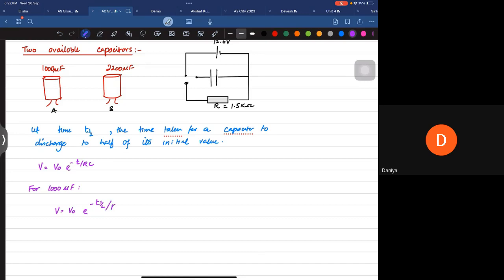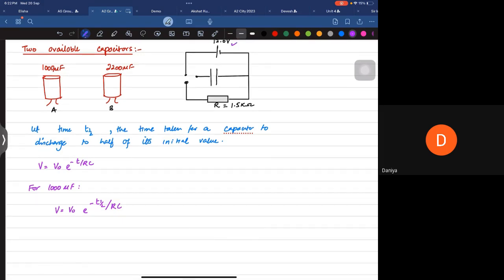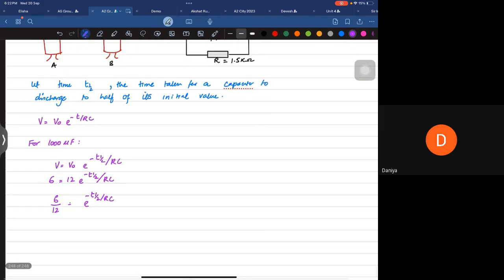So divided by RC. The total voltage was 12, so I'm going to put 12, and we're checking how much time it takes to reach half of its value. So minus T half divided by RC. Then 6 over 12 will be equal to e to the power minus T half divided by RC. T half is just the symbol. Then you take ln, so this will come as T half divided by RC times ln e. We already did that, so you guys know.